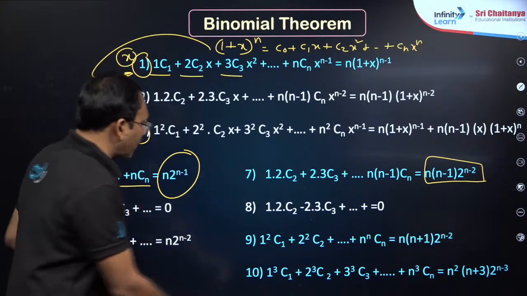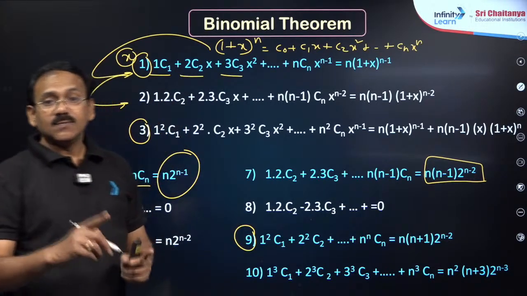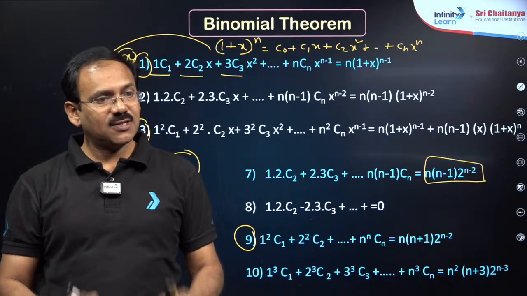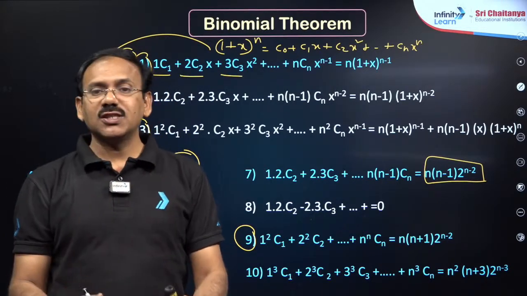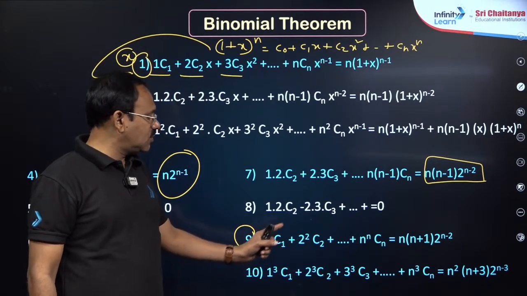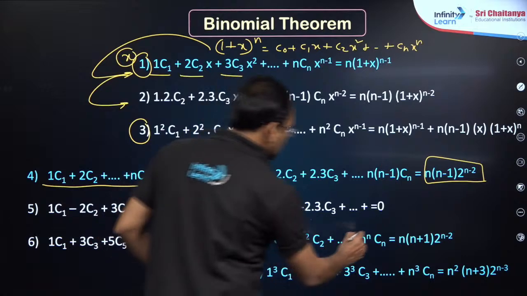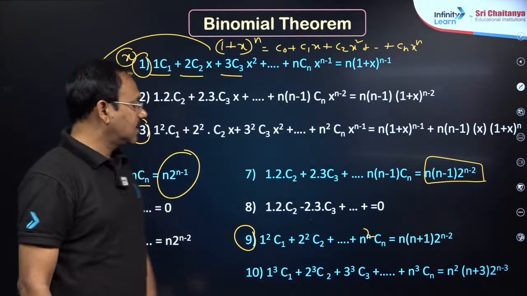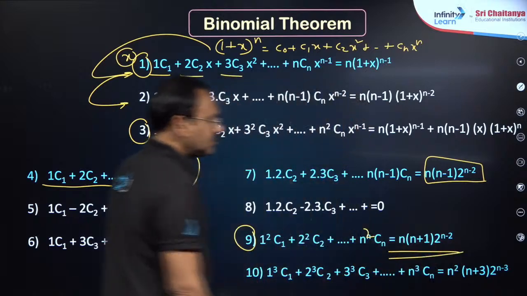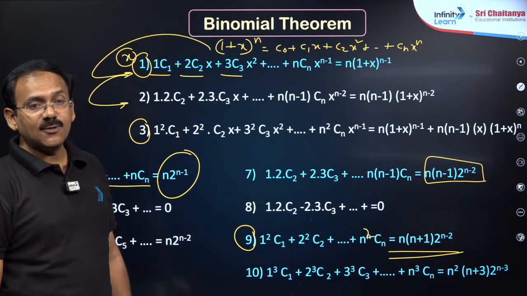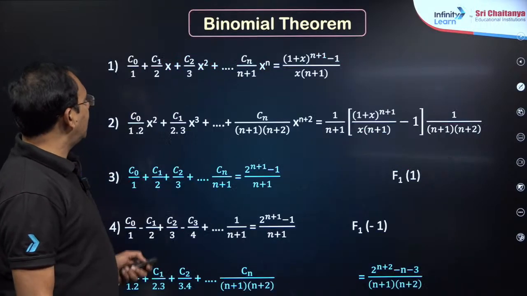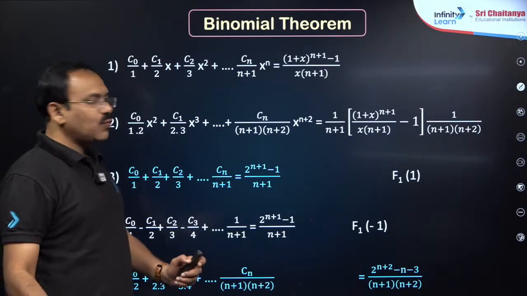After this, the most important is this, my dear friends, because in 2024 many were told that binomial theorem coefficients are not in the syllabus, but in 2024 you got many questions over binomial coefficients, that is 1 square into C1 plus 2 square into C2 and so on, n square into Cn. This is going to be, my dear friends, n into n plus 1 into 2 power n minus 2. Please try to remember this. Then, dear students, this is, don't worry about it.